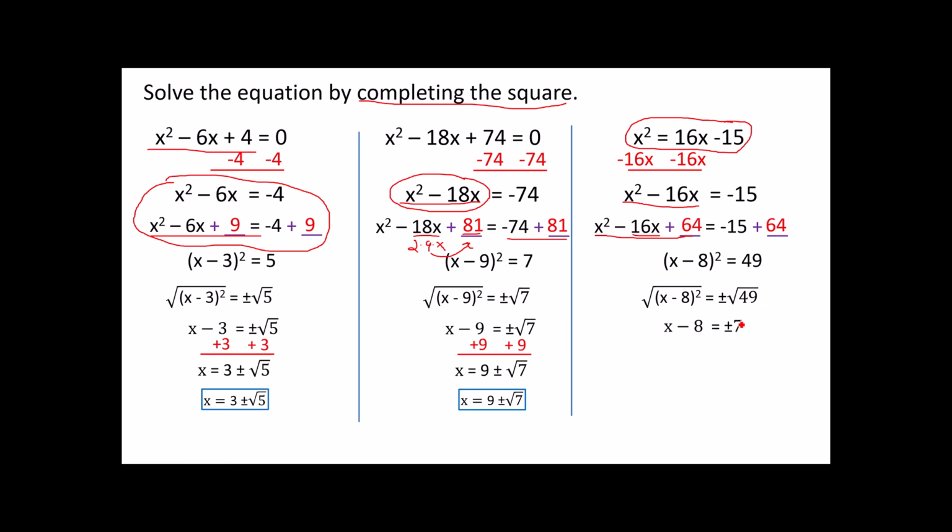Square root of 49 is 7. Don't forget your plus minus sign. So you've got x minus 8 equals positive or negative 7. I add 8 to both sides, and you get 8 plus or minus radical 7.